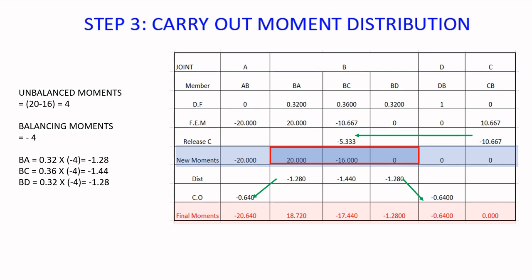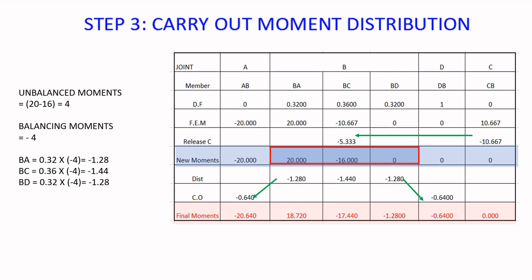Therefore, for BA it will be 0.32 multiplied by negative 4, and you get negative 1.28. Similarly, for BC, it would be 0.36 multiplied by negative 4, and you get negative 1.44. For BD, again, you get 0.32 multiplied by negative 4, and you get negative 1.28. So the values I've indicated in the table.